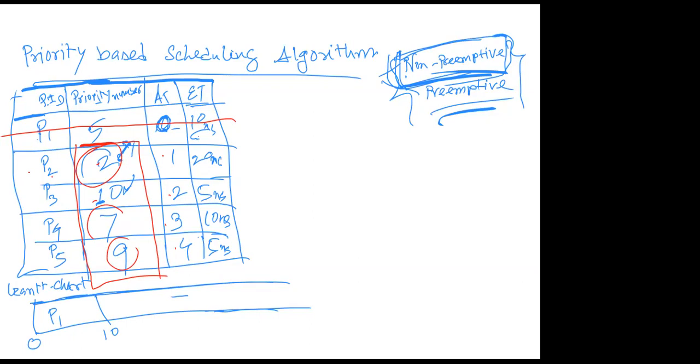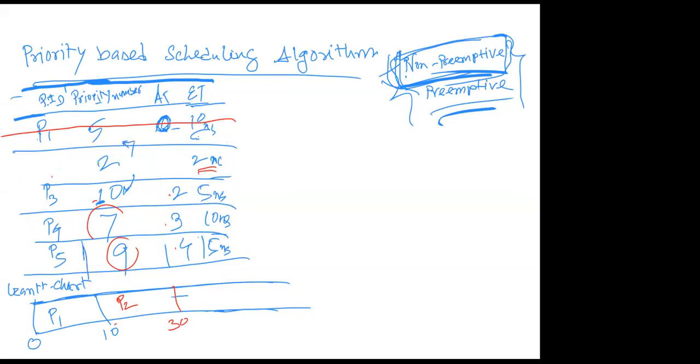P2 needs how long? It needs a total of 20 nanoseconds. So it will be scheduled and run till 20 nanoseconds, so it will be 30 here. It completes here at 30 time units. After that, this process completes its execution.